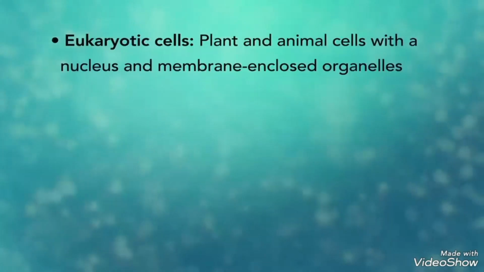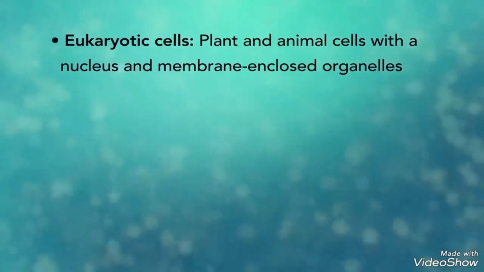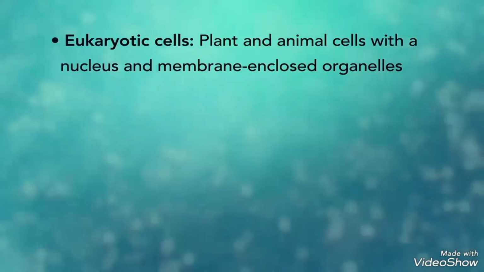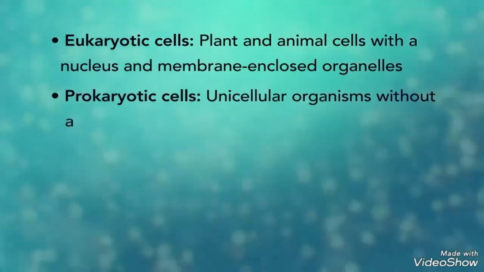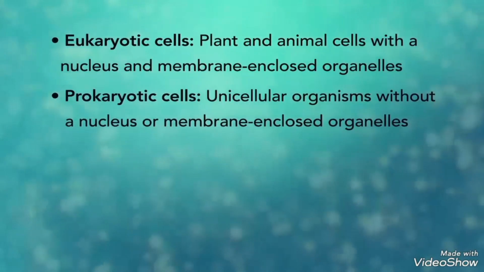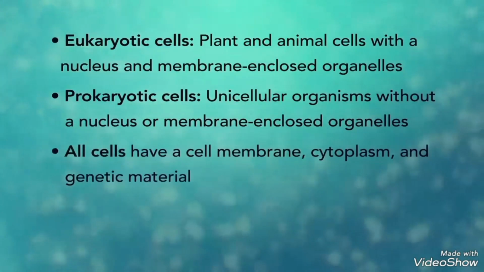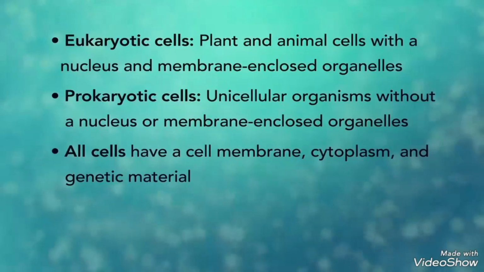Now I repeat, the eukaryotic cells have a nucleus and membrane-enclosed organelles, and the prokaryotic cells don't have a nucleus or membrane-enclosed organelles. All cells have cell membrane, cytoplasm and genetic material.